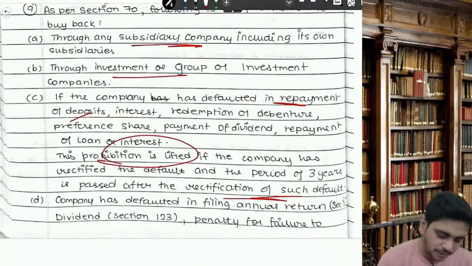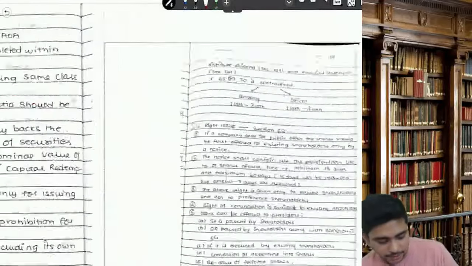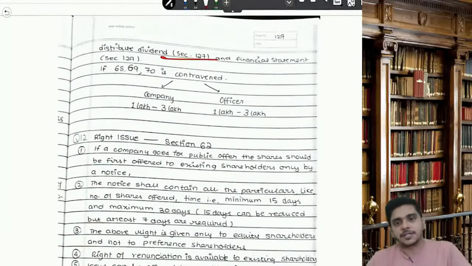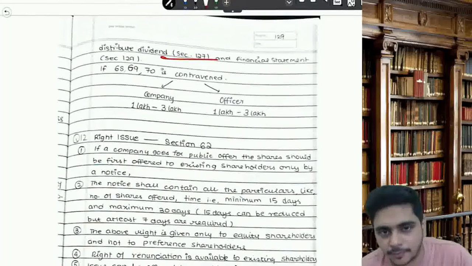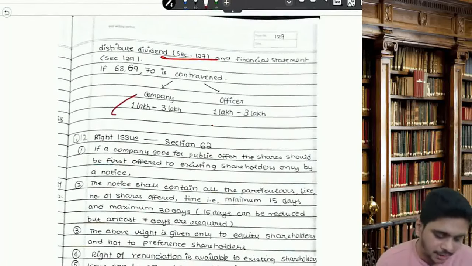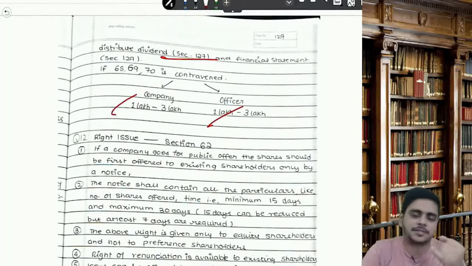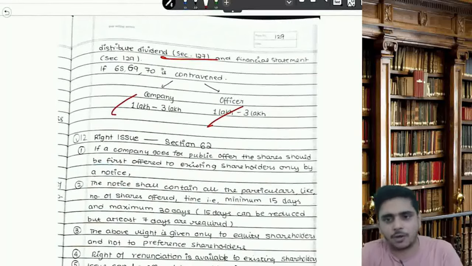If the company has defaulted in filing annual return, or has dividend contraventions or penalty for failure to pay dividend, and FS, still you can't do buyback. If Sections 68, 69, 70 are contravened, the company is liable for 1 lakh to 3 lakh, and the officer 1 to 3 lakh. So 68 is on buyback, 69 is on CRR, 70 is on prohibition of buyback. All three are important.